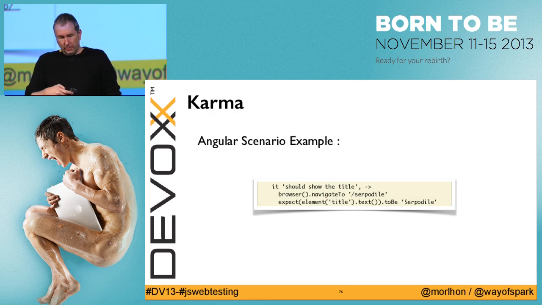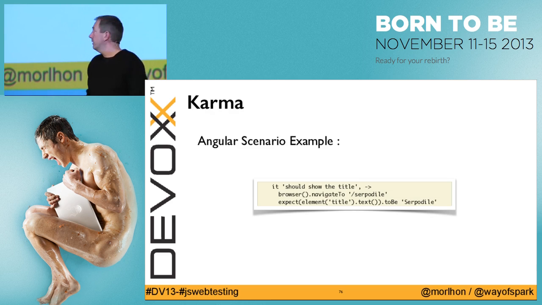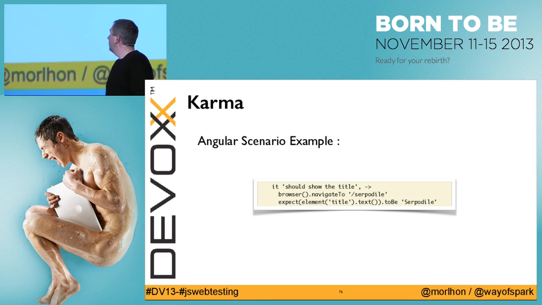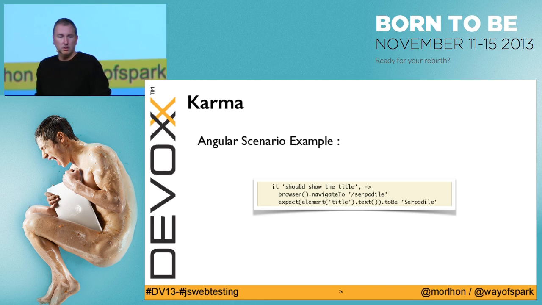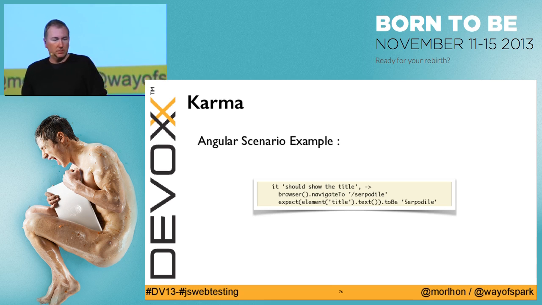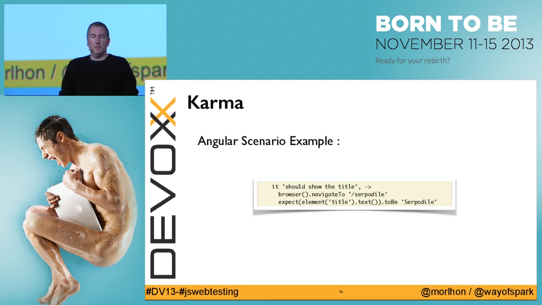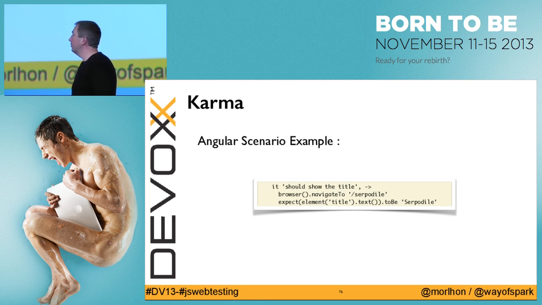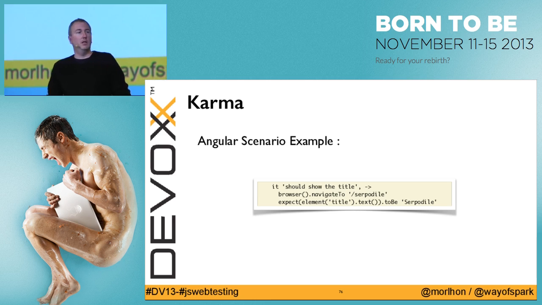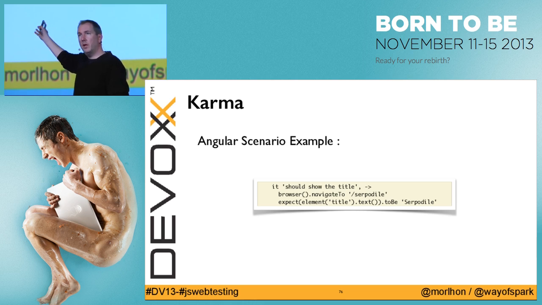What I like in Karma, especially if you're working with Angular, is that you can write things like that. Once again, it's in CoffeeScript, but you know the drill. It should show the title. It says browser.navigate to some URL, and then you expect element title.text to be something. And something you can see right away here is that you don't have the stair effect, like you've seen with Zombie, for instance, since it doesn't seem to have any kind of callback here, right? The code seems to be running sequentially.